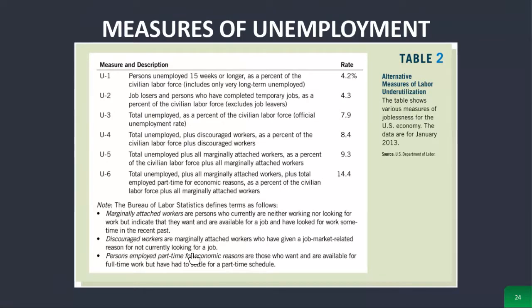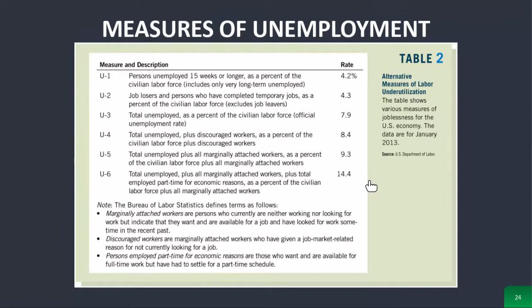And discouraged workers are marginally attached workers who've given a job market related reason for not currently looking for a job. And just finally, persons employed part-time for economic reasons are those who want and are available for full-time work but have settled for a part-time schedule in lieu of this. So these are ways we consider overall unemployment.